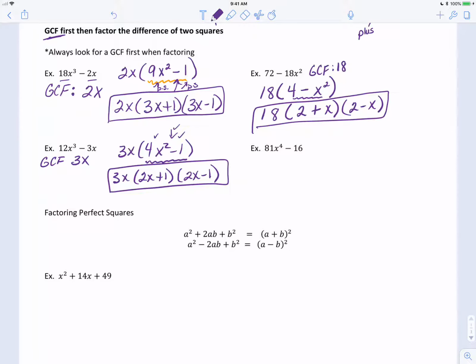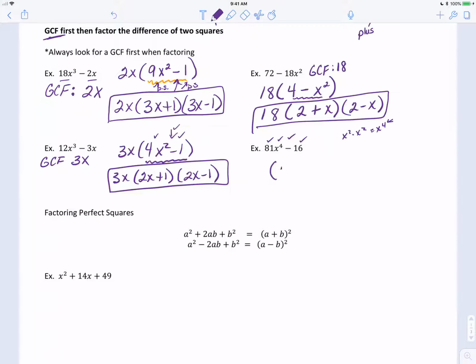Well, what about this? We've got 81x to the 4th minus 16. Well, you might spend some time trying to figure out if there is a GCF there, but there's not. So remember, 81 is a perfect square. X to the 4th is a perfect square because it's x squared times x squared. Remember, we add those exponents, so honestly, any even number is a perfect square. And then 16 is also a perfect square, and we have the minus in the middle. So it's all perfect squares.